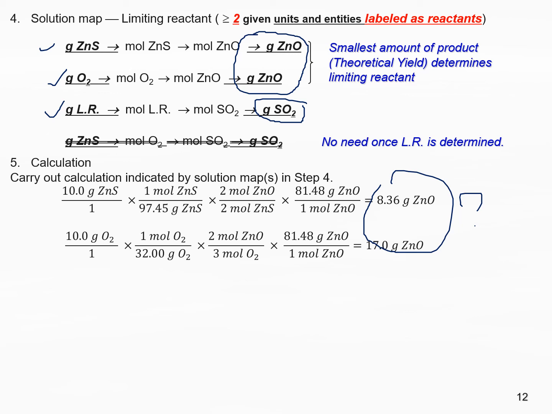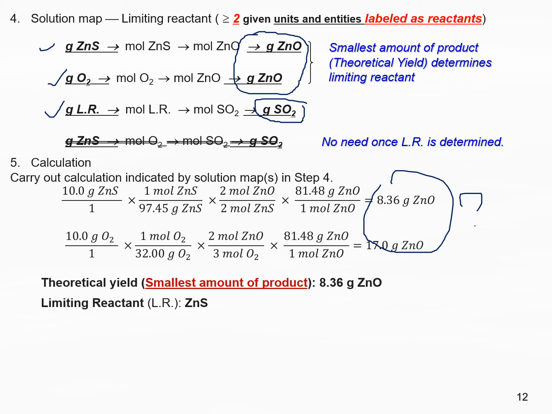Okay. Remember, smallest amount, right? So the theoretical yield for zinc oxide, we pick the smallest amount, so that's 8.36. We never pick the one with more because we are not going to get there. The reason is limiting reactant. Reaction stops because one of the reactants is out. All right. The reactant that gives us the smallest amount should be the limiting reactant. So by calculating the theoretical yield of zinc oxide, we figure out what the limiting reactant is as well. Remember, one stone, 2 birds.